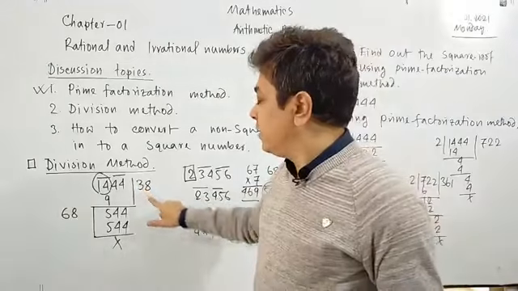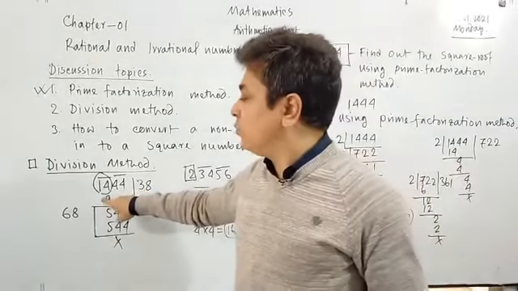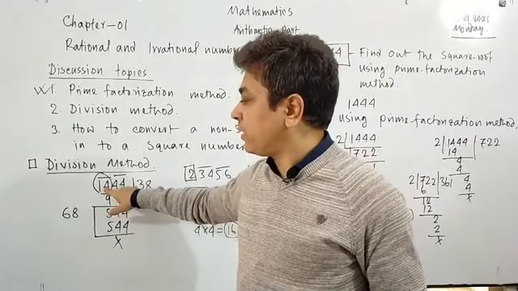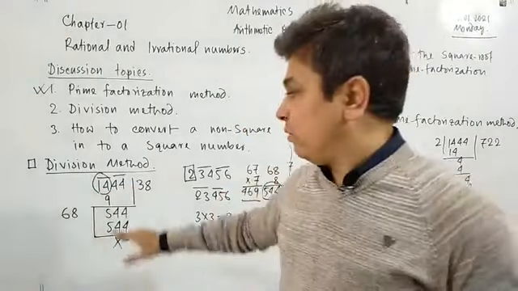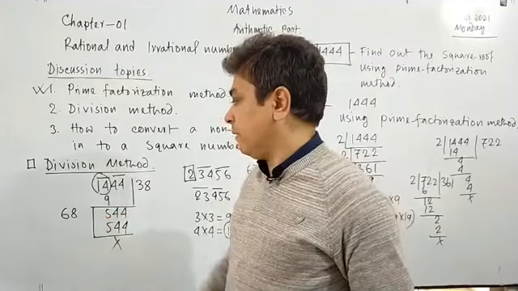We have taken 3, so 3 into 3 is 9. We put 9 here, and then we have to subtract. 14 minus 9 is 5 here. Did all of you understand? 14 minus 9 is 5 here.